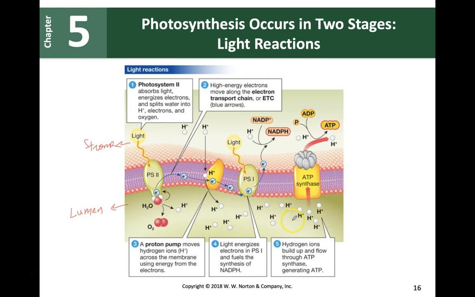Okay, now what happens next? We'll later talk about what's happening with that H plus, but now what happened to that electron? That electron is then transferred to photosystem number 1. Photosystem 1, guys, again is a protein complex which can now absorb more light.